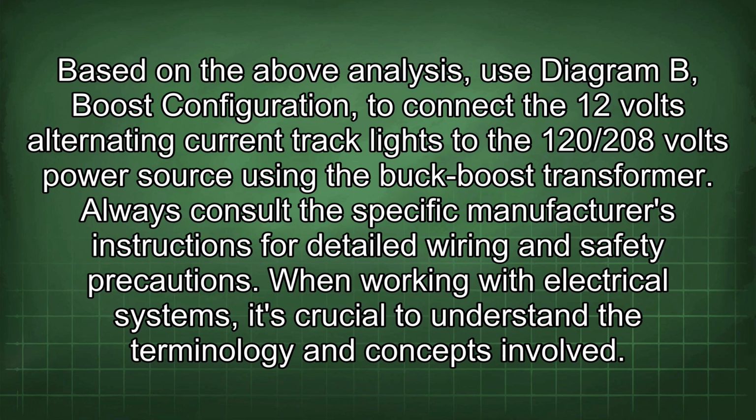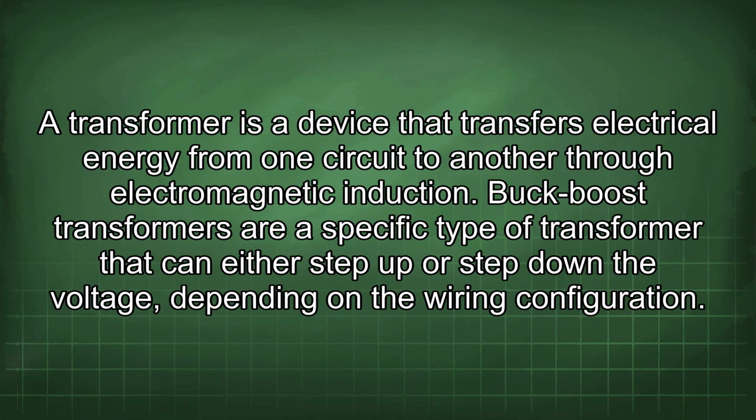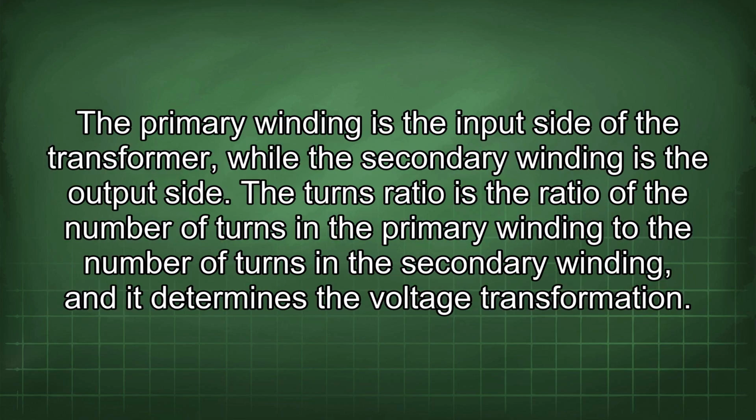When working with electrical systems, it's crucial to understand the terminology and concepts involved. A transformer is a device that transfers electrical energy from one circuit to another through electromagnetic induction. Buck-boost transformers are a specific type of transformer that can either step up or step down the voltage depending on the wiring configuration. The primary winding is the input side of the transformer, while the secondary winding is the output side. The turns ratio is the ratio of the number of turns in the primary winding to the number of turns in the secondary winding, and it determines the voltage transformation.